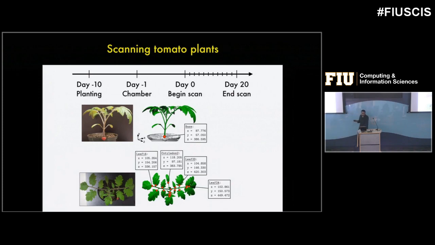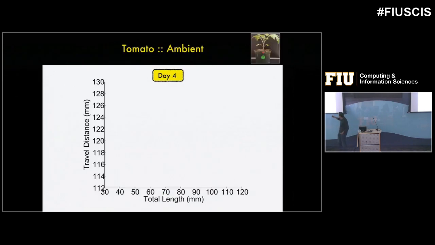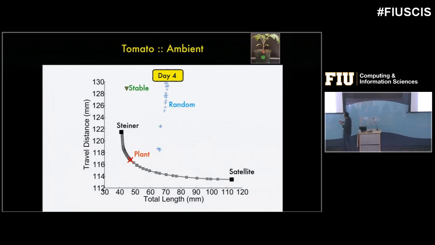Okay, so I'm going to show you a whole bunch of plots that look like this. This is what I was showing you, the total length and the travel distance. This is this tomato plant, in ambient, very controlled conditions for now. And this is on day 4, just picking some random days here. And so here we go. The plant is right on the Pareto front. That's the Steiner tree, that's the satellite, and this is our algorithm for different values of alpha. And the plant is right there hugging the Pareto front.